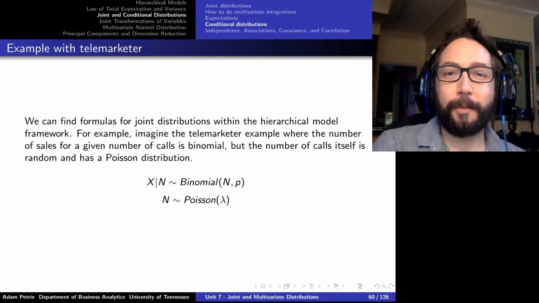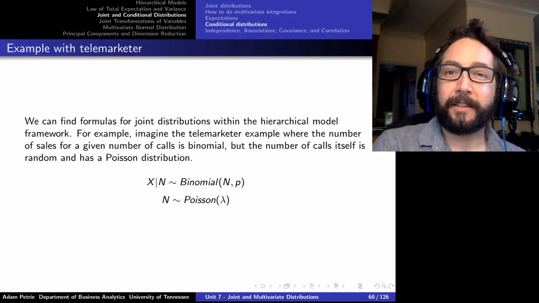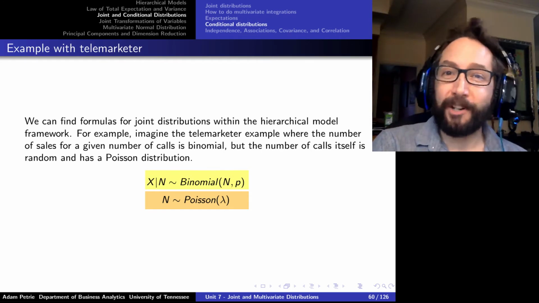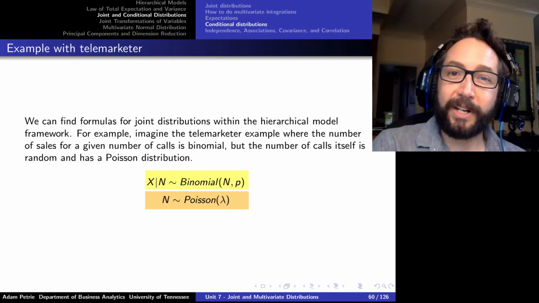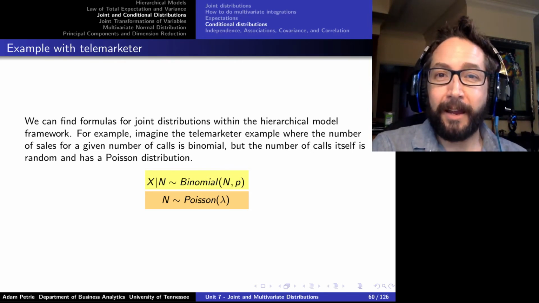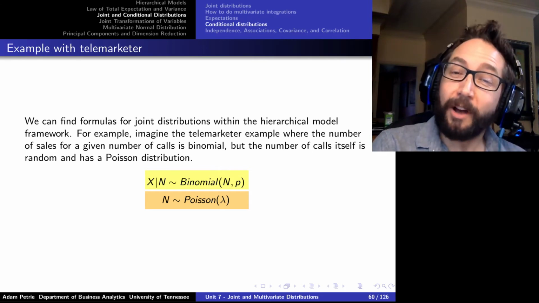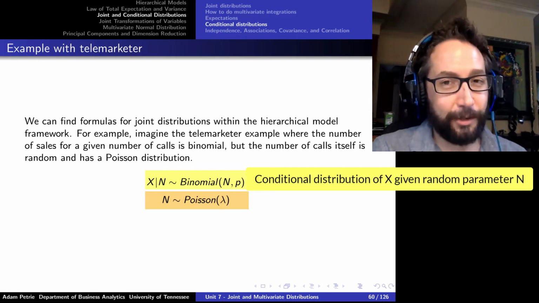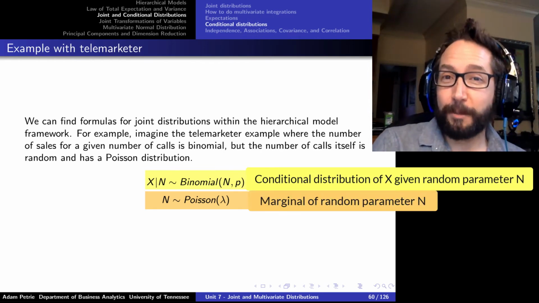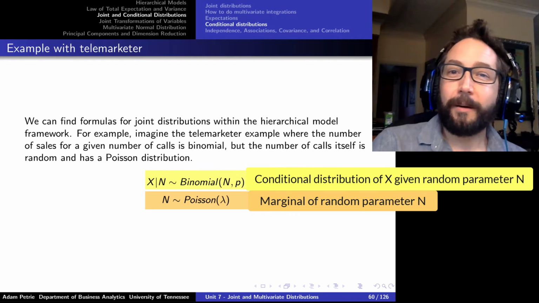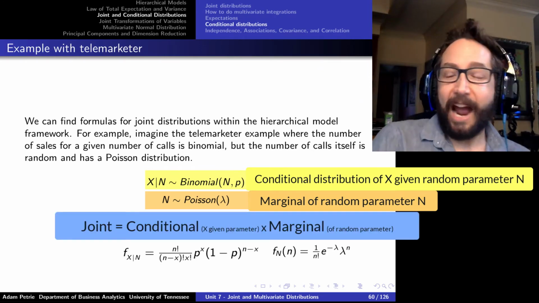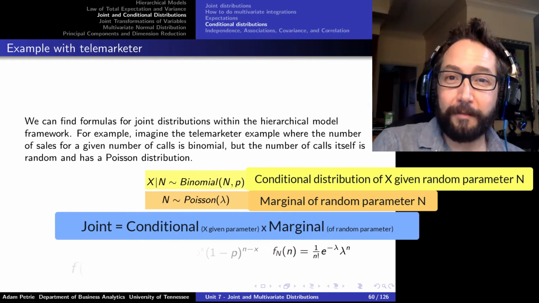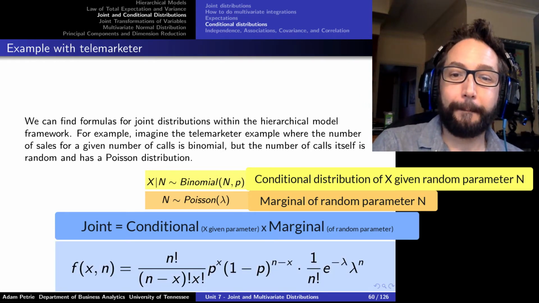So thinking back to that telemarketer example, we had that hierarchy. The number of sales given the number of calls was a binomial distribution with parameters n and p, but n we were going to treat as a random variable. It might vary from day to day. N is going to have the distribution of a Poisson random variable with a parameter lambda. So we have a conditional distribution, and we have a marginal distribution of our random quantity. Multiply those two together, and out comes the formula for the joint distribution of the combination of both values simultaneously.